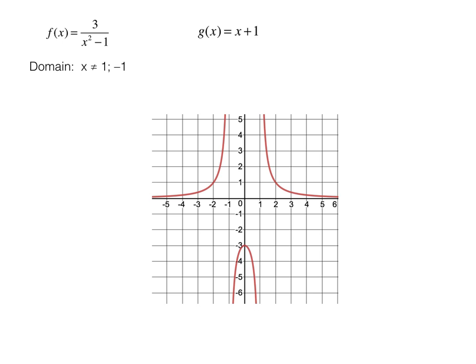So then we look at g of x. This is a linear function. The domain would be all real numbers. This function passes through the y-axis at 1, and it has a slope of 1. So all real numbers are allowed.